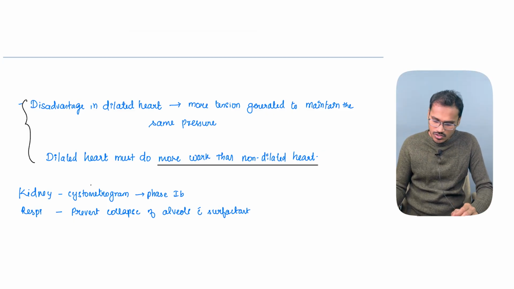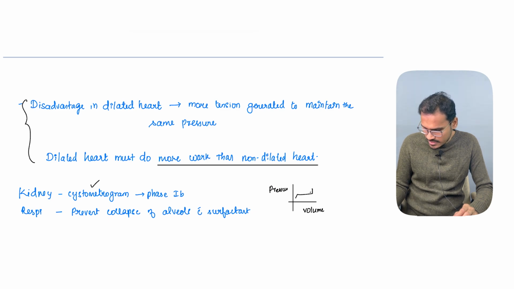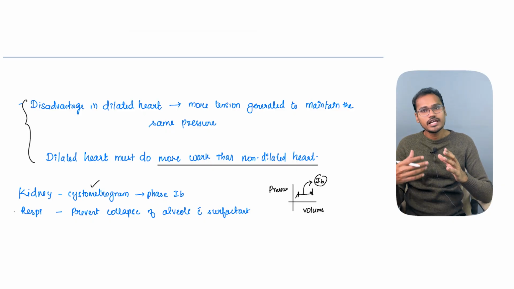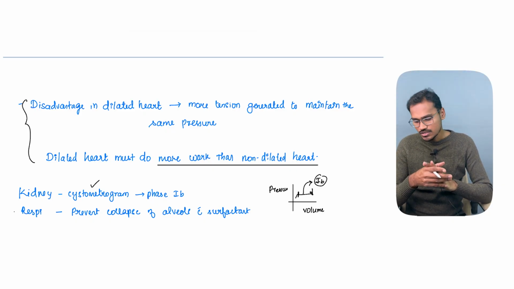And Laplace law is also seen in the cystometrogram, which we will be studying in the renal system. There is one graph comparing pressure and volume, with volume of the bladder on the x-axis and pressure on the y-axis. The graph goes like this. In that there is one phase called phase 1b, which is flatter because of this Laplace law. We will do the renal system separately, and in that I will explain this cystometrogram graph also.